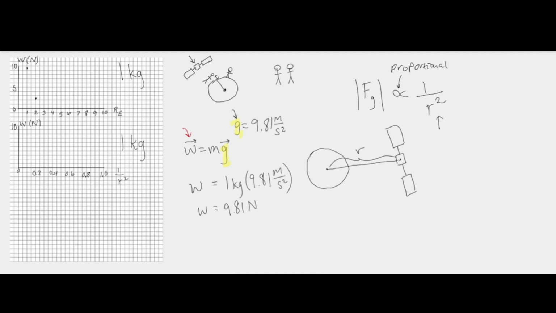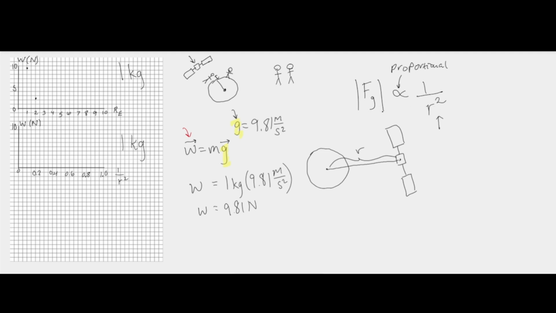So notice this force drops very quickly. And that's the nature of this 1 over r squared relationship, because it has this square to it. So if you put in a number, it's going to get squared. It's just going to get larger. And the larger this is, the smaller the force is.